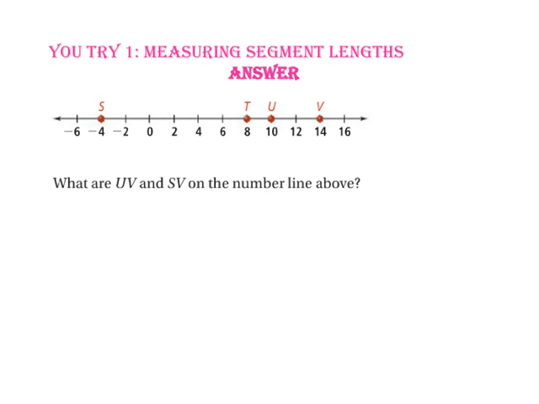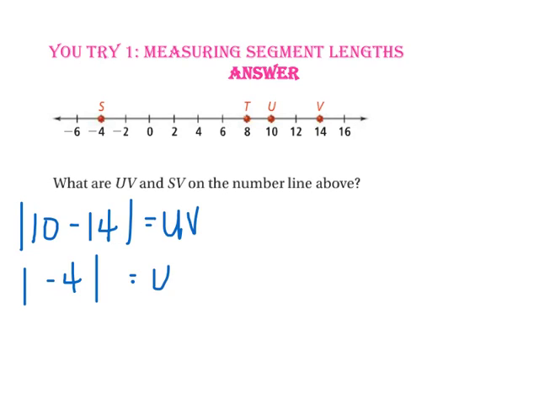Let's check your answer. Here we want to find the length of segment UV and the length of segment SV on the number line. So let's start by finding segment UV. Segment UV starts at coordinate 10 and ends at coordinate 14. Let's take the absolute value of the difference to find the length of segment UV. 10 minus 14 is -4. The absolute value of -4 is 4. So the length of segment UV is 4.